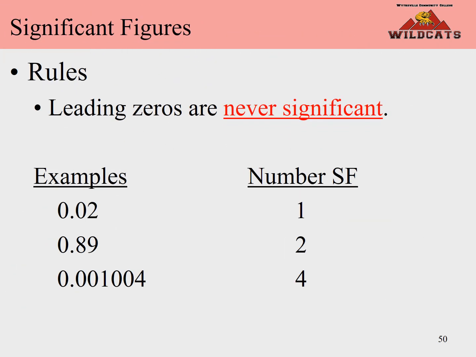The next set of rules are for zeros, and the zeros are our problem children. Leading zeros are never significant because they're just placeholders. If you take a look at our example, 0.02 tells us to put the 2 not in the ones, not in the tenths, but the hundredths place. In our bottom example, 0.001 tells us to put the 1 not in the ones place, not in the tenths, not in the hundredths, but in the thousandths place. So leading zeros are never significant because they're just placeholders.